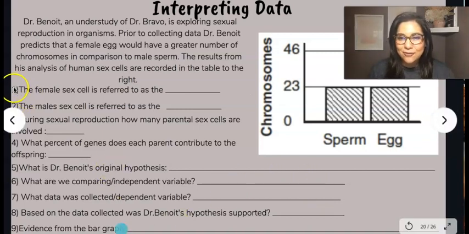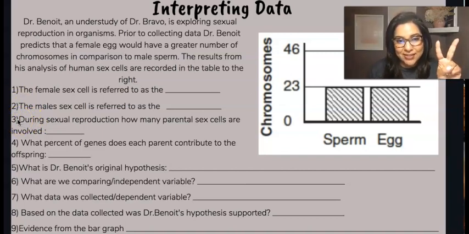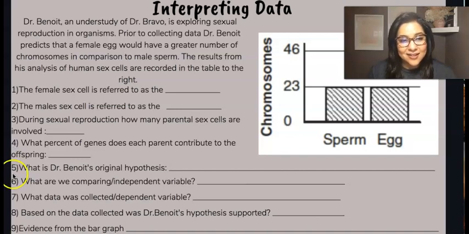So the female sex cell for number 1 is the egg. Okay, we're talking about in humans, this is the egg. The male sex cell is the sperm. And there are 2 parental cells or sex cells involved in sexual reproduction for number 3. What percent of the genes does each parent contribute to the offspring? That is 50%. What was Dr. Benoit's original hypothesis? Well, originally, Dr. Benoit predicted that the female egg would have a greater number of chromosomes in comparison to the male sperm.